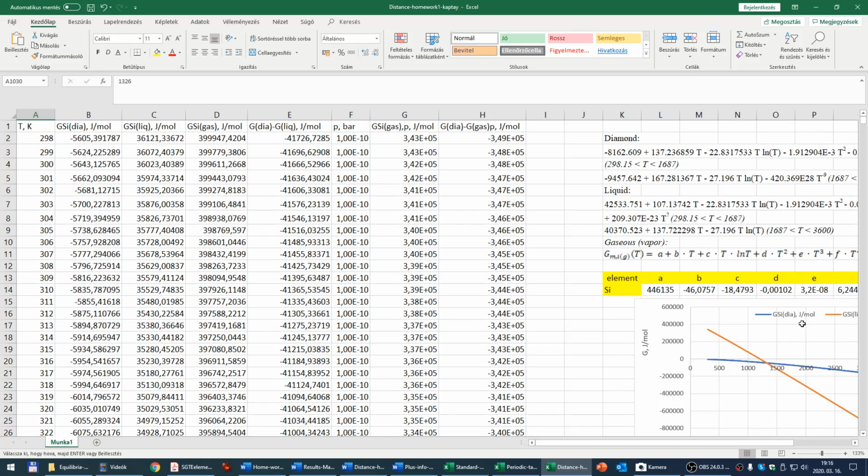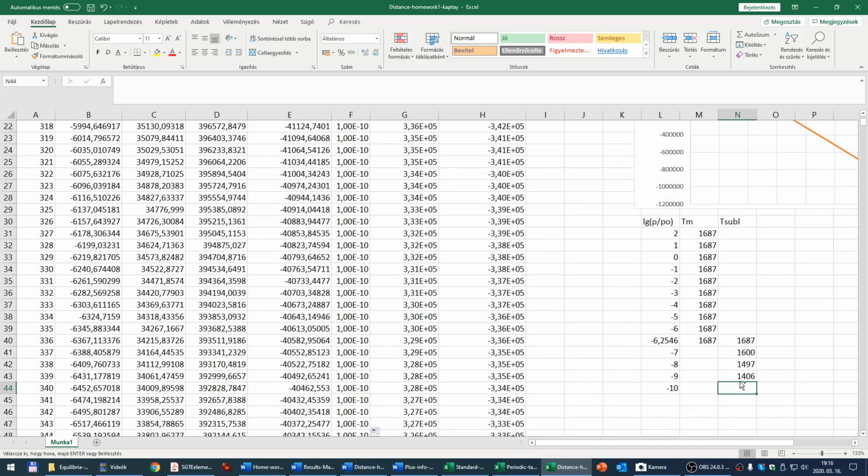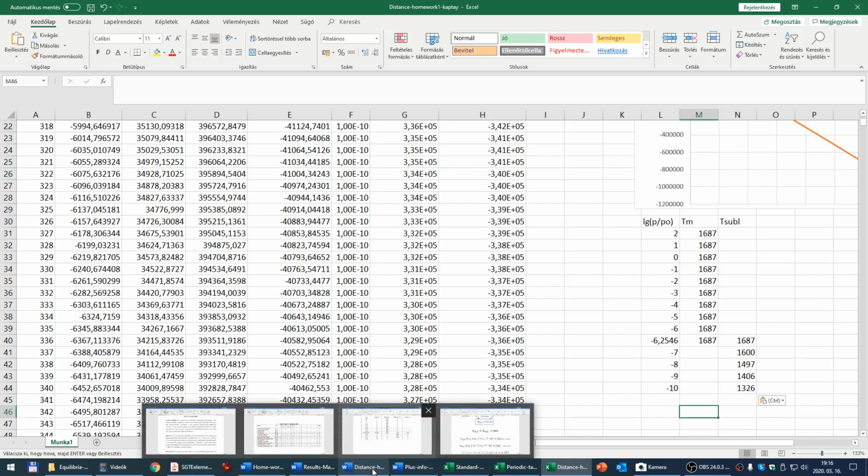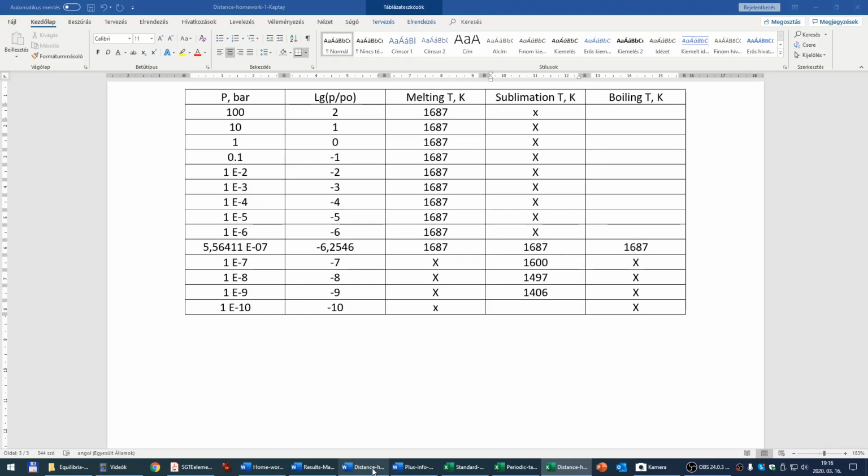So this is my last calculated point along the sublimation line. Of course I can go further, but there is not much need. 1326. 1326. Right. So the coordinates of the sublimation line are ready.